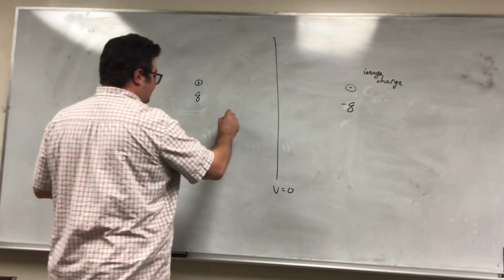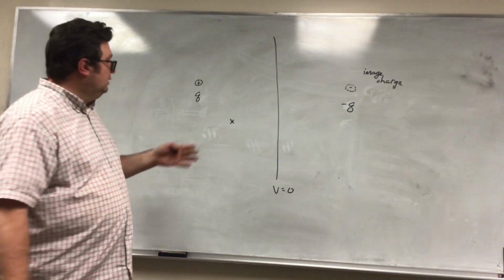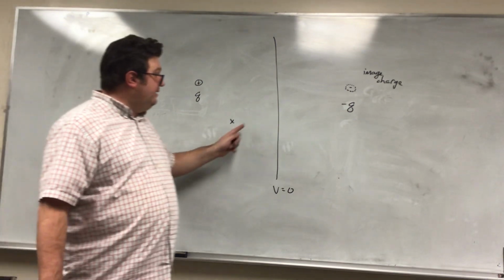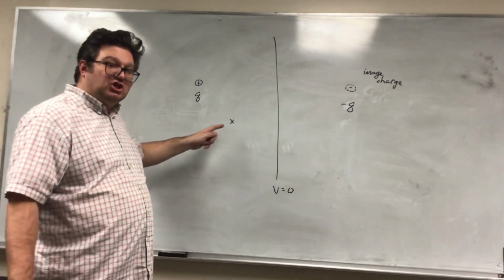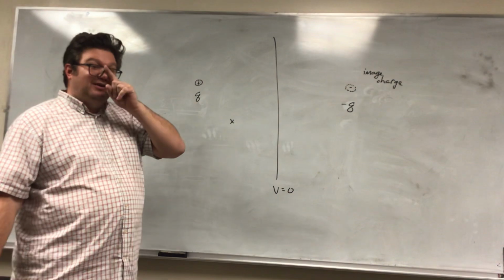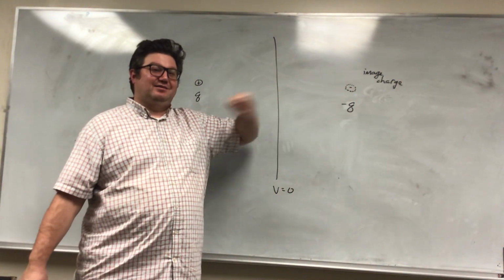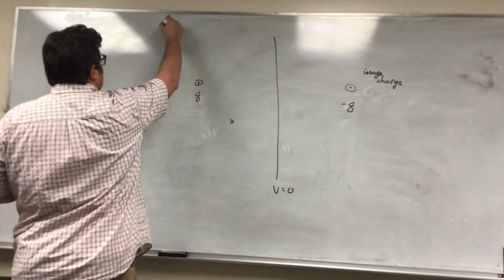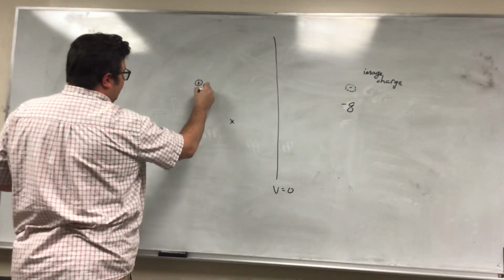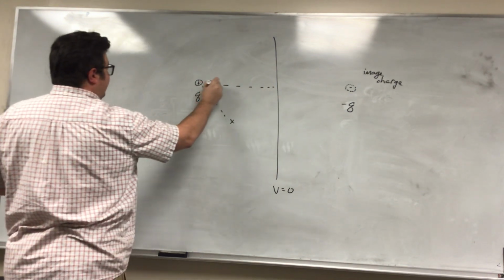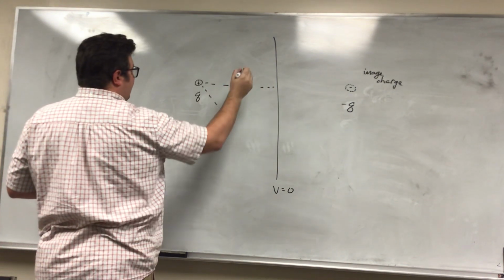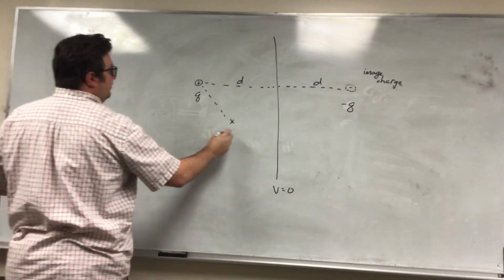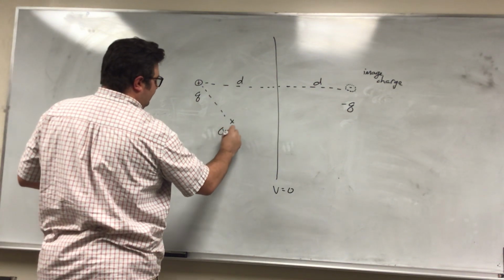So if I'm here at this point, I feel this charge and I feel that charge. But that doesn't exist. So what gives? Well, I know my potential. Let me write it out for this point. So this is D, and so this is D. So this is at X, Y, Z.